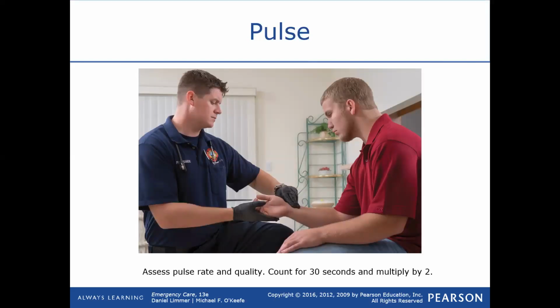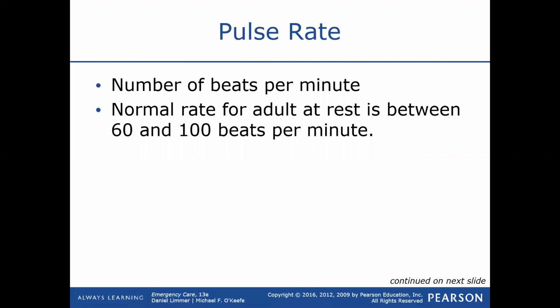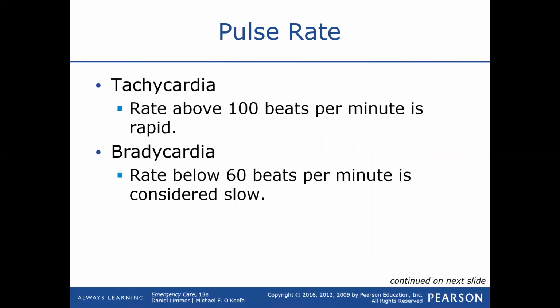There's a picture of someone checking pulse rate. He's counting for 30 seconds and multiplying by 2. Again, I find that's the easiest way. If you're real good off the cuff with math, you can do it differently. Okay, the pulse rate is the number of beats per minute. The normal rate for an adult at rest is between 60 and 100.